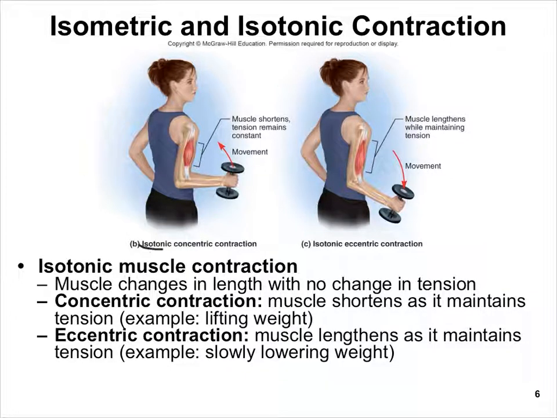This state over here is isotonic concentric contraction. Isotonic, meaning that the muscle is moving. Concentric, meaning that the direction of muscle movement is in the direction of the tension. Over here we have isotonic eccentric contraction, meaning that there is movement, the muscle is moving, but the movement of the muscle is against the direction of tension.